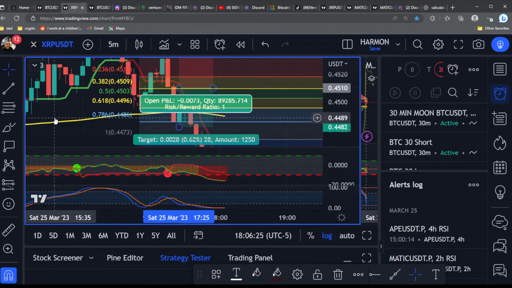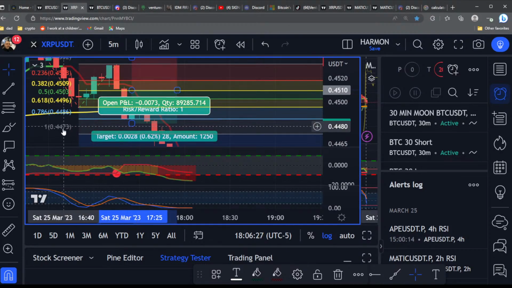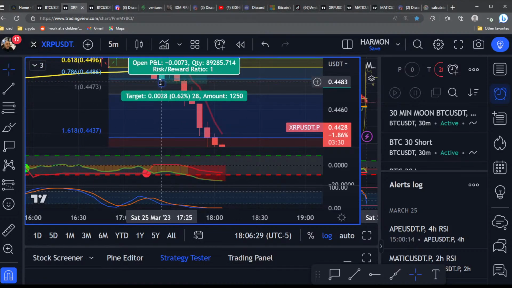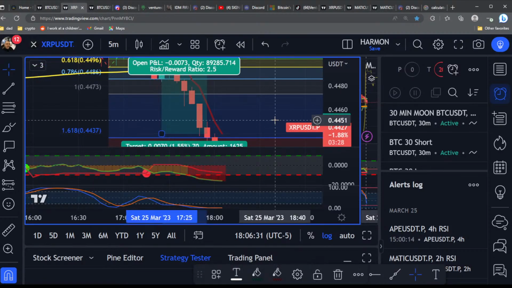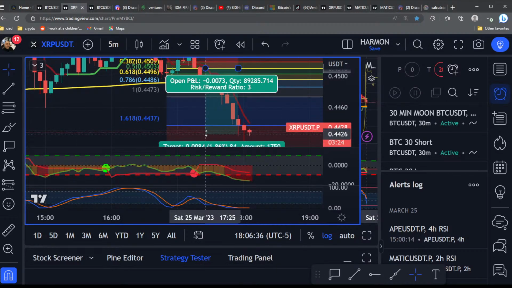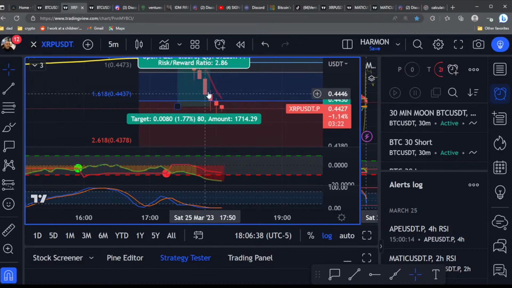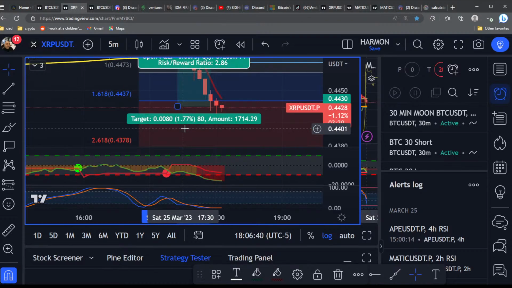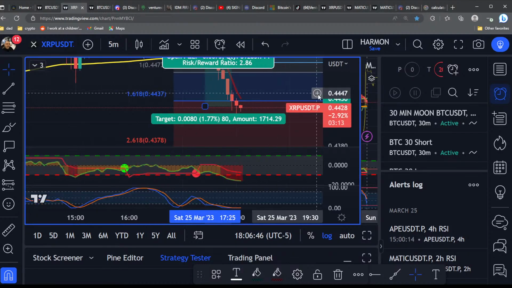Let's see what the percentage is. All right, this is the 5 minute time frame. So on this 5 minute time frame, these guys are currently up 1.77%. Yo, Boogie, how much percent are you up, Boogie?